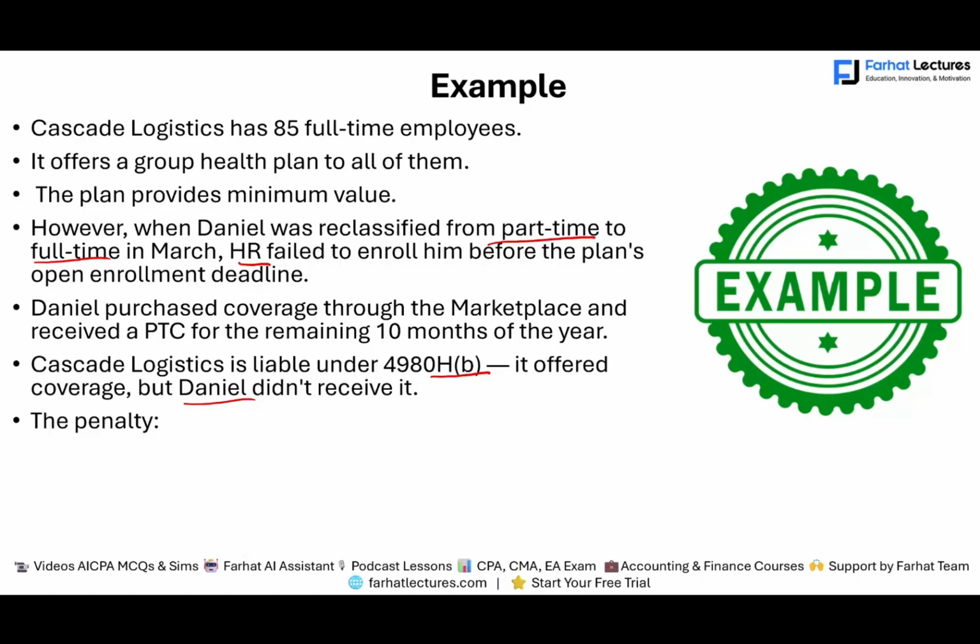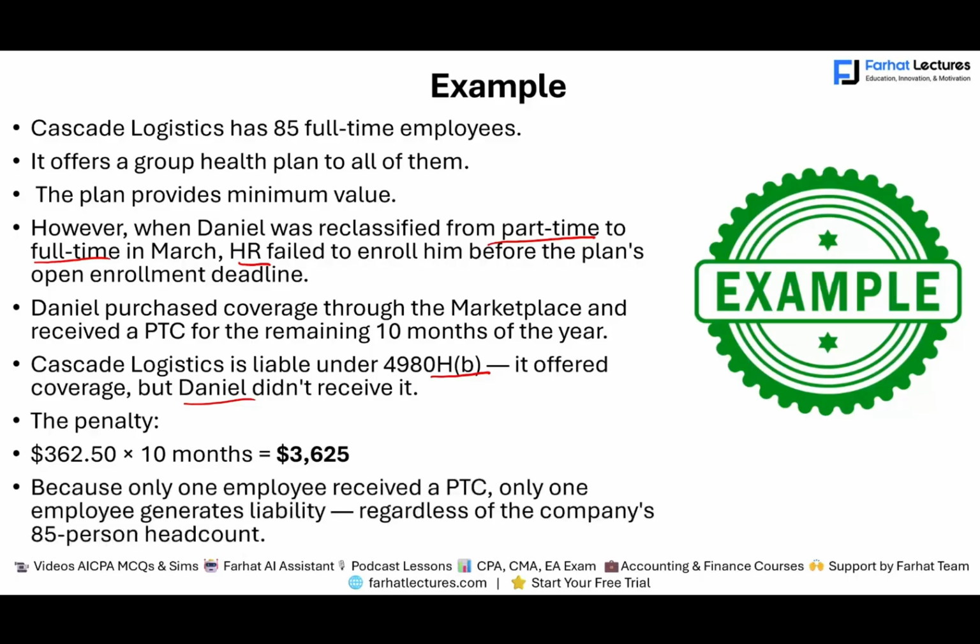What's the penalty? It's $362.50 times 10 months. Now, because only one employee received PTC, only one employee generates liability, regardless of the company's 85-person headcount. So notice the penalty is very much surgical, applies to that employee specifically. Basically, the government is saying, we paid for Daniel, it's your responsibility to do so.